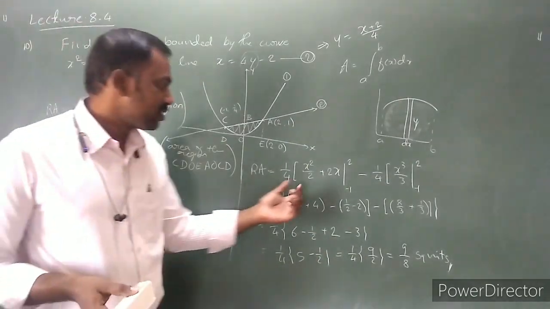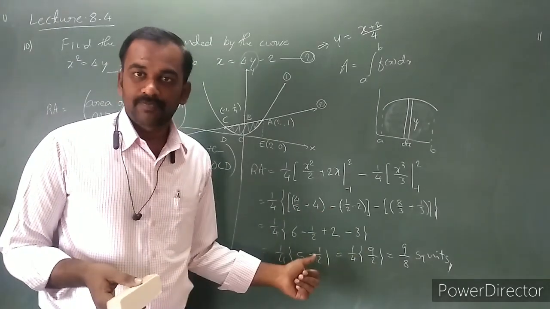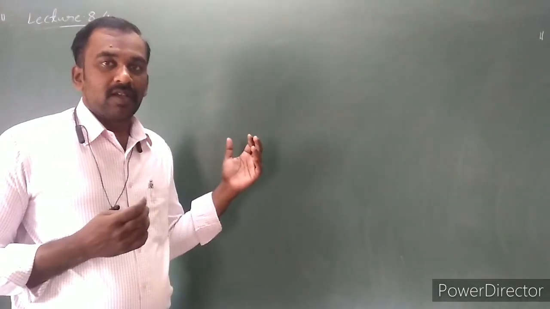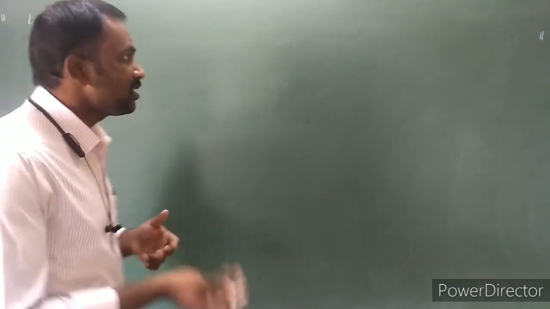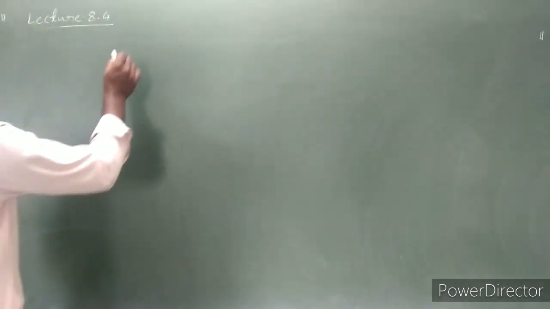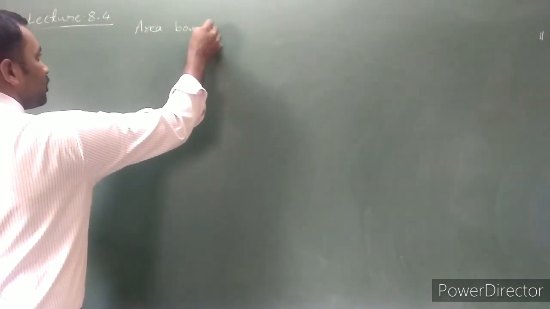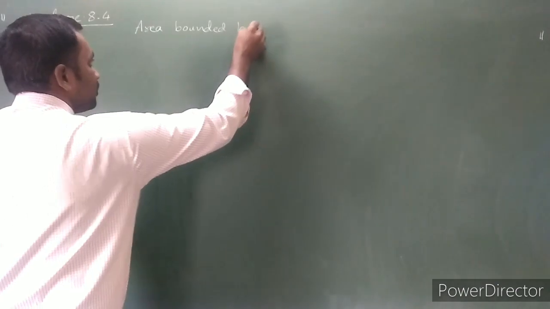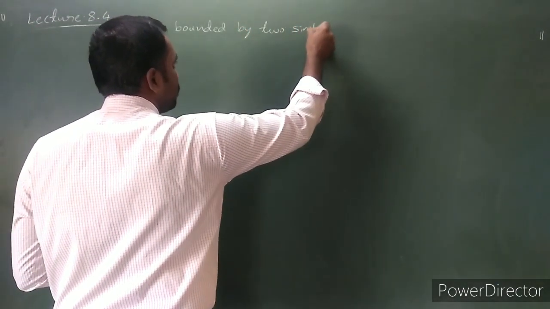And one more thing, my suggestion is to be very careful while simplifying plus and minus signs. With that problem, the exercise is completed. The remaining problems of the exercise are just for practicing. Now, the next type is area bounded by two curves, or two simple curves.